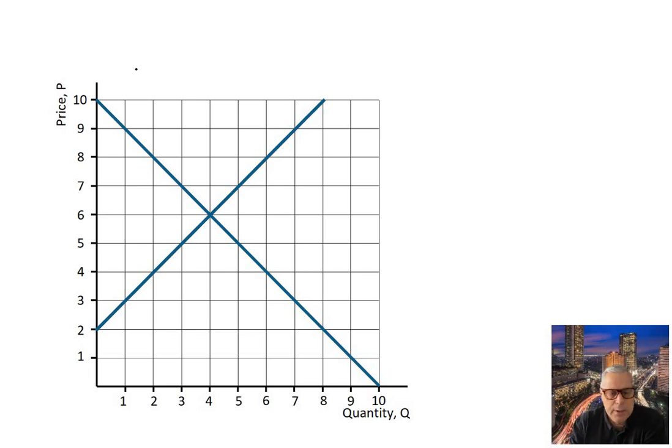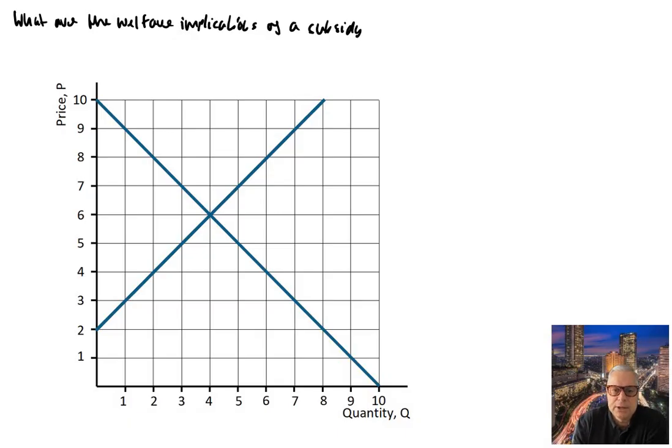Okay, so now we do something similar to the tax analysis, but a subsidy. So what are the welfare implications of a subsidy? And specifically, we assume that the subsidy is S equals 2. So the way to think about it is that when the subsidy is 2, the reservation price of each producer goes down by 2.